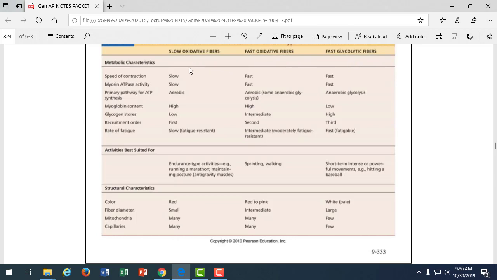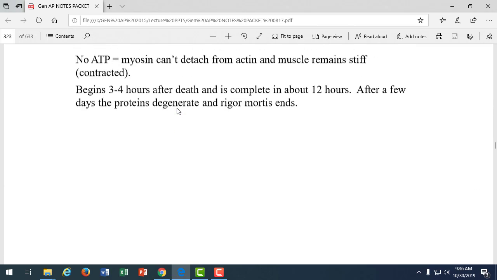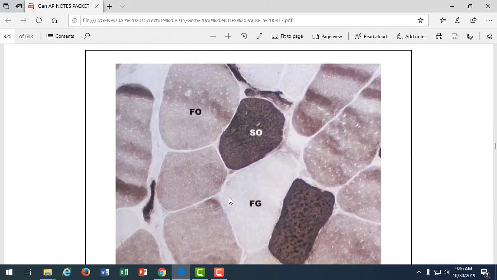So when you look at slow oxidative, slow means they contract slowly. They split ATP on the myosin head slowly. They have a high myoglobin content. This is a pigment that stores extra oxygen in the muscle cells. So muscle cells that contain myoglobin are darker in color. If I look at this slide here, see how dark this is. This is a fascicle, a bundle of muscle cells. Look at how dark that is.